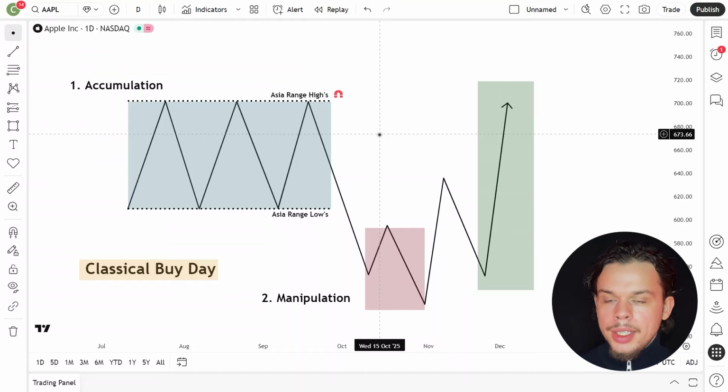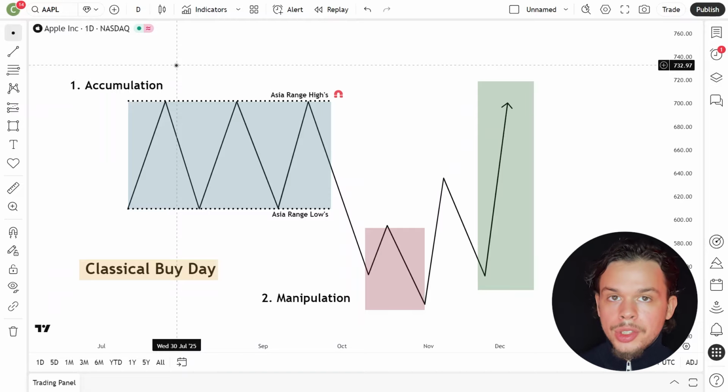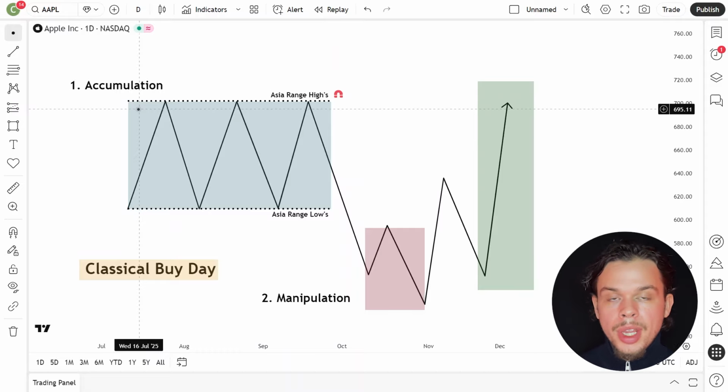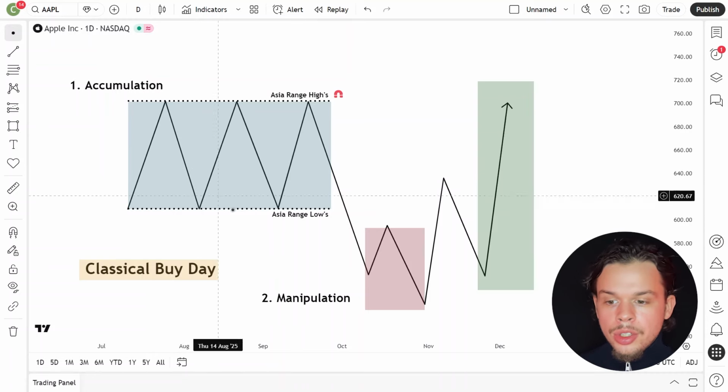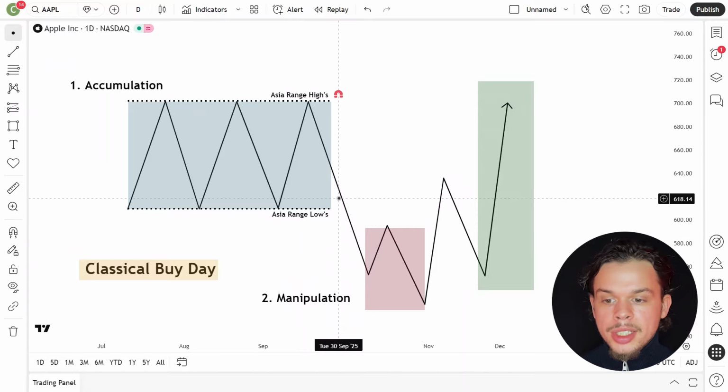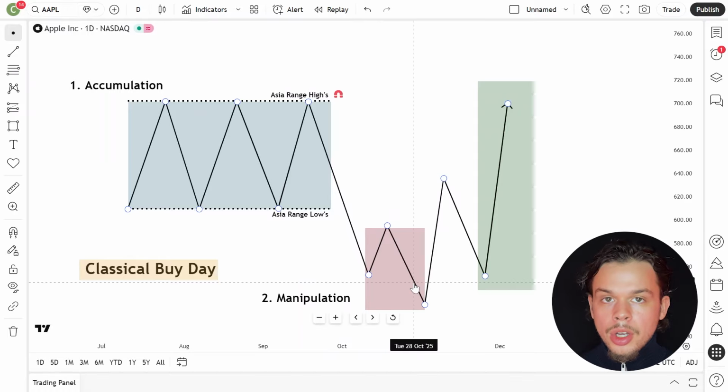I call this the power of 3. So on a classical buy day, we are actually looking at a buy example now. We have step 1 where we have the accumulation of the Asia session, where we have Asia range highs and Asia range lows being generated. We then have phase 2, which is the manipulation phase, where we see the Asia range lows being manipulated on a classical buy day. That's a key point there. On a classical buy day, we ideally like to see our Asia range lows swept first.